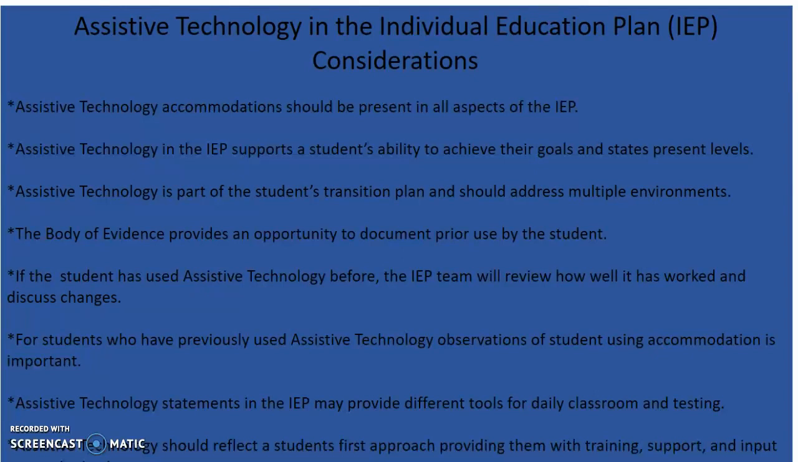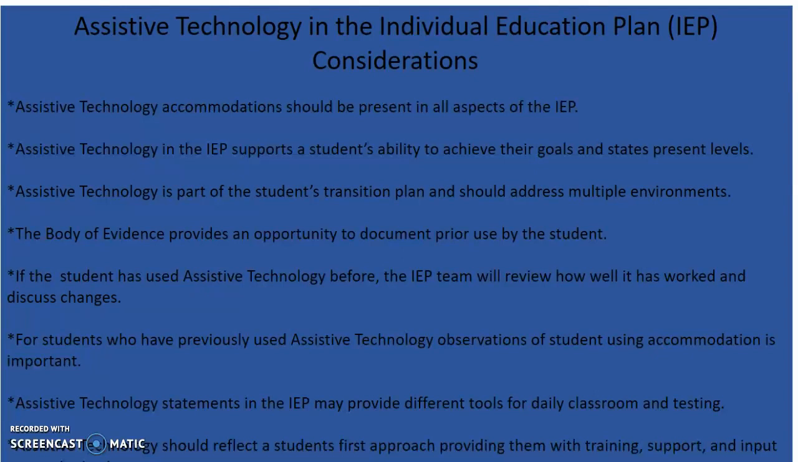Briefly, AT should be present in all aspects of the IEP. It should support a student's ability to achieve their goals and present levels. It should be a part of the student's transition plan and address multiple environments. The body of evidence is an opportunity to document prior use for the student, and if the student has used assistive technology, the IEP team needs to do observations and determine how well it has worked.